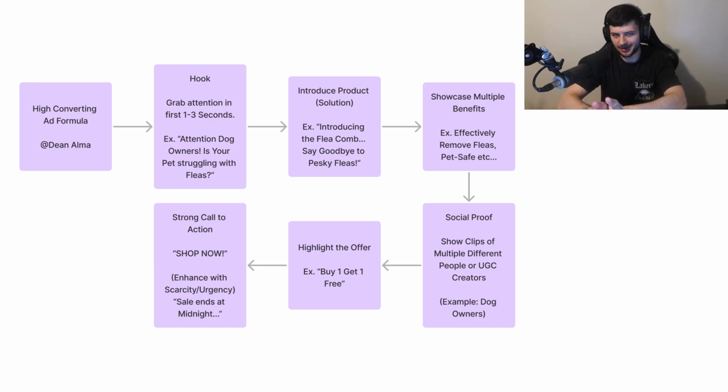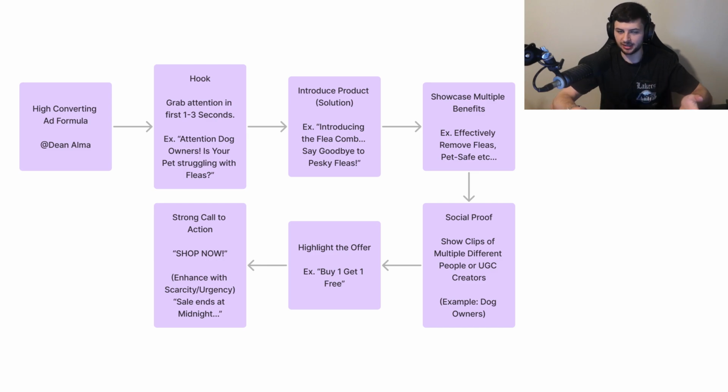And then you want to introduce the benefits of the product. So this would be things like: effectively removes fleas, a chemical-free and pet-safe solution, enhances your dog's coat, suitable for all dogs, easy to use, saves thousands of dollars. Basically show those benefits throughout the ad with subtitles and clips to back them up. And then after you show all the benefits, you want to move on to social proof.